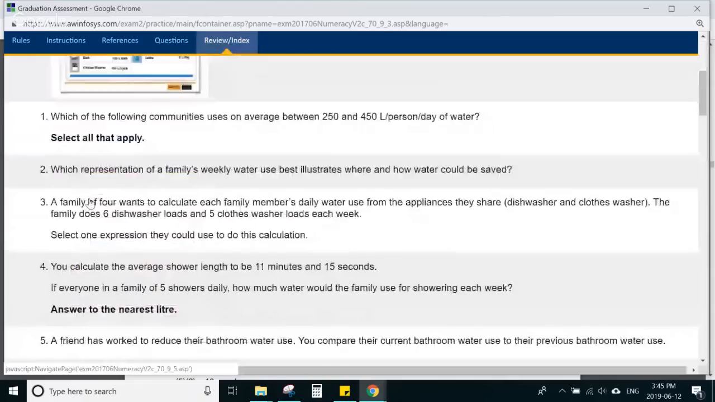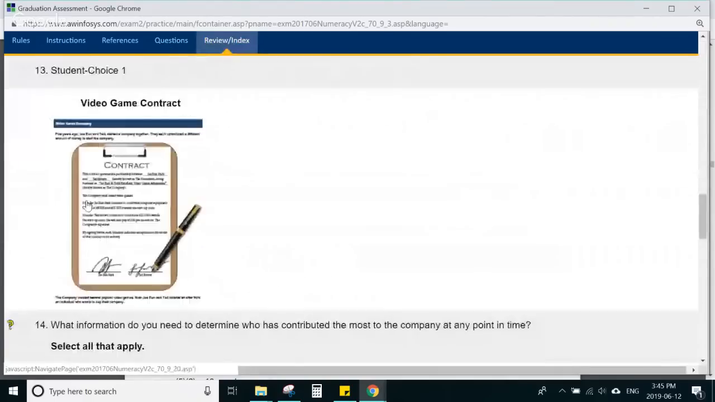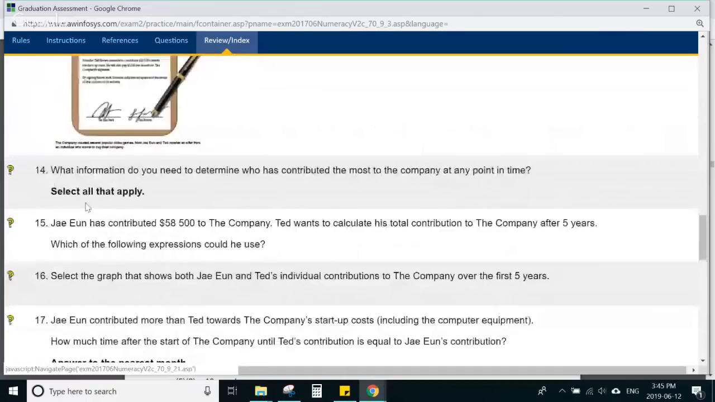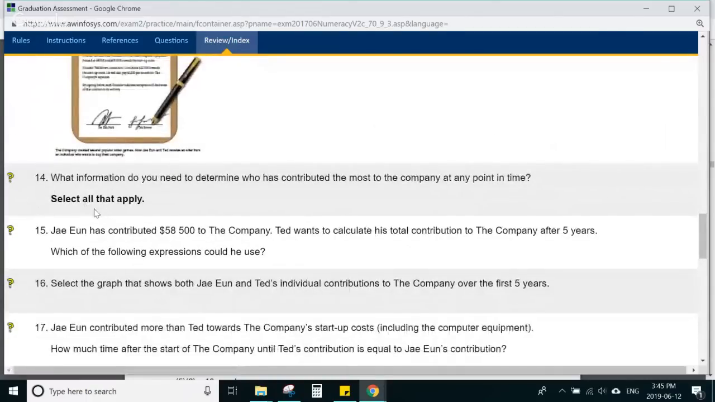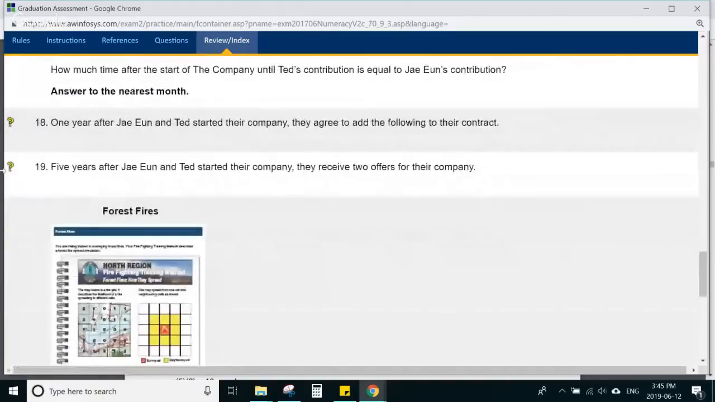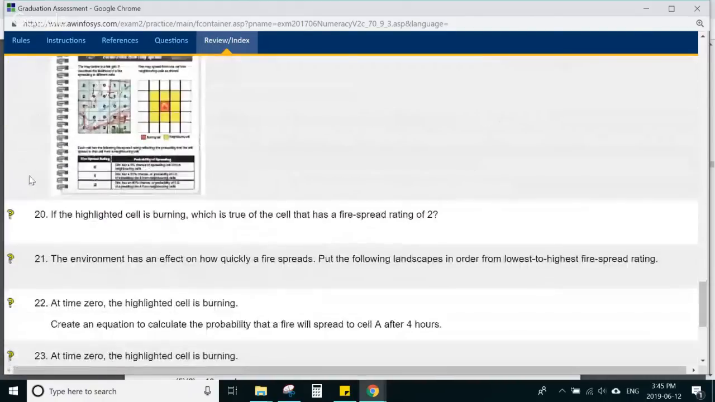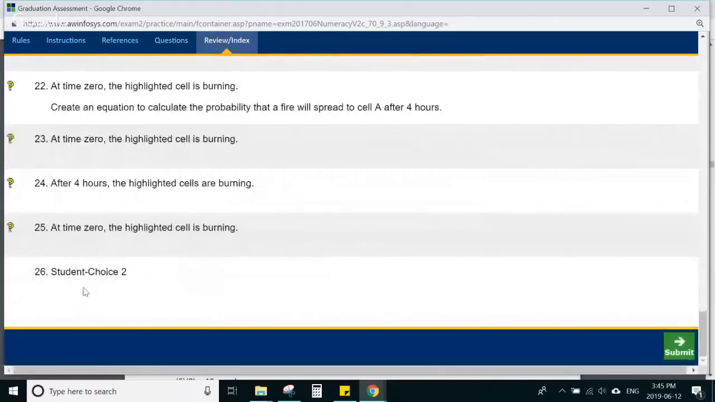I advise everybody at the end of the exam, when they get to the last question and have filled out the last student choice, because you have one more student choice coming up, to take a look through the review index, look over every single question, and make sure you have no question marks. Make sure you've answered every question before you click submit. When you're completely ready, then you can click the submit button.